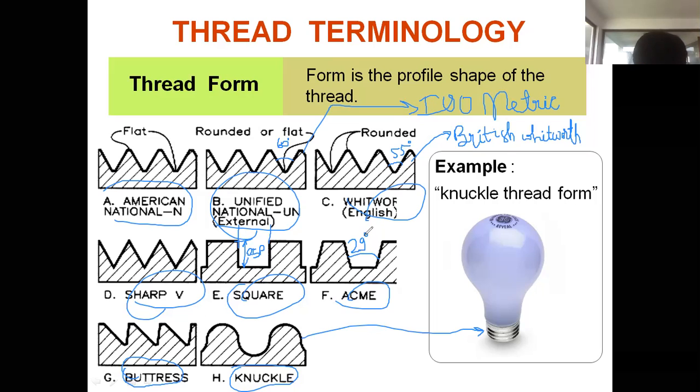And Sellers thread is there. Next is the buttress thread. For the buttress thread, this angle is 45°, or the included angle is 60°. Sellers or sharp V is 60°. Okay, so these are the different kinds of threaded forms.